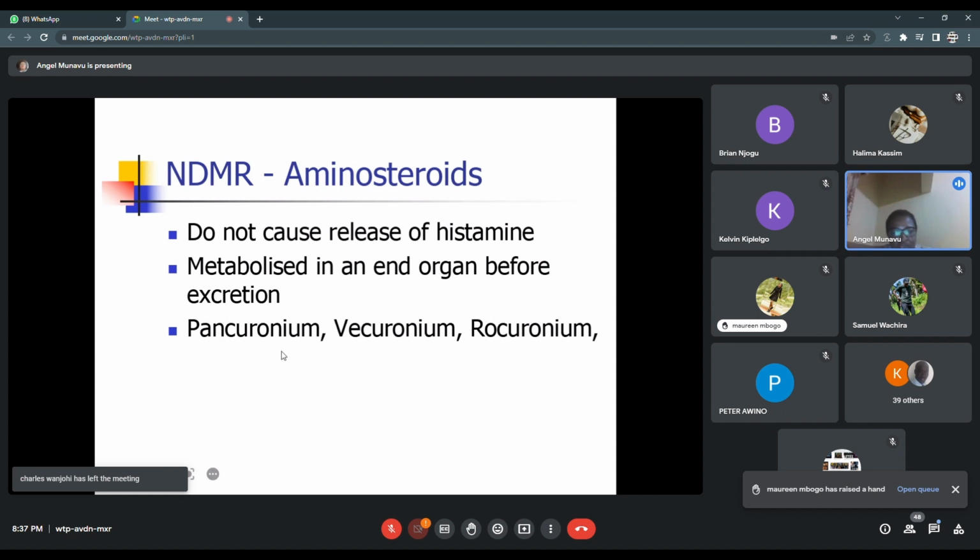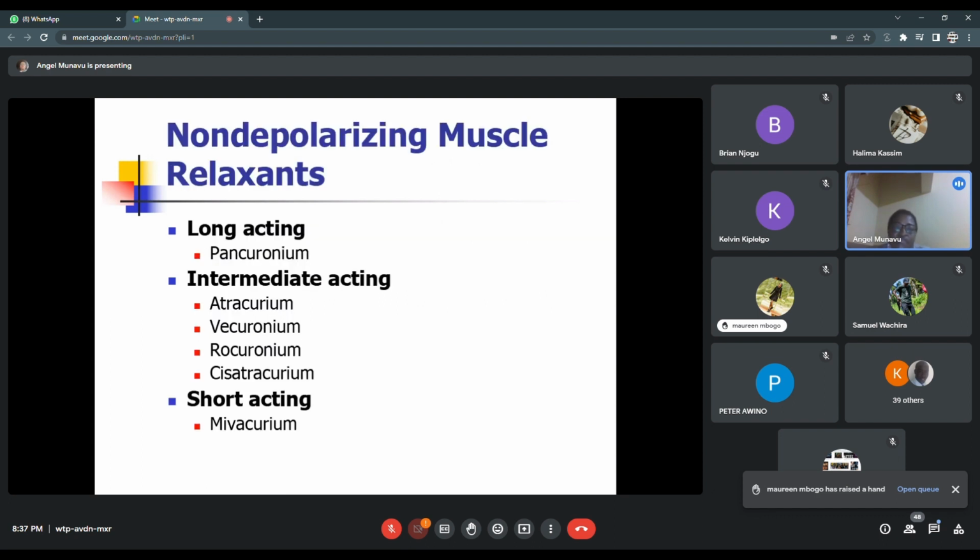It's a long-acting muscle relaxant, especially for long surgeries. Then we have vecuronium and we have rocuronium. So these are aminosteroids, but they're in the class of non-depolarizing muscle relaxants. Then we say that all these, the aminosteroids and benzylisoquinolinium, can be classified by their duration of action. So we have the long-acting. Pancuronium is one of the longest acting. Then we have the drugs that are intermediate acting: atracurium, which is a benzylisoquinolinium, then vecuronium, rocuronium, and cisatracurium.